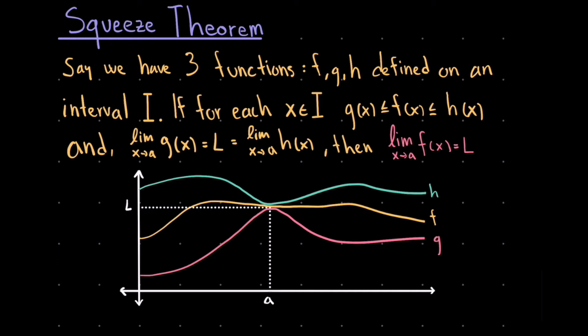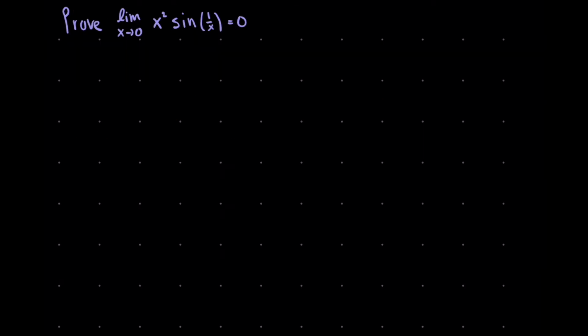Let's see if we could use the squeeze theorem in some examples. Let's say we're asked to prove that the limit as x goes to 0 of x squared times sine of 1 over x is 0. Usually for these questions, we would go by inputting x equals 0 for every occurrence of x in the equation. However, sine of 1 over x when x is 0 is undefined, so we can't do that. We now consider the squeeze theorem as an alternate method to solve these kinds of problems.